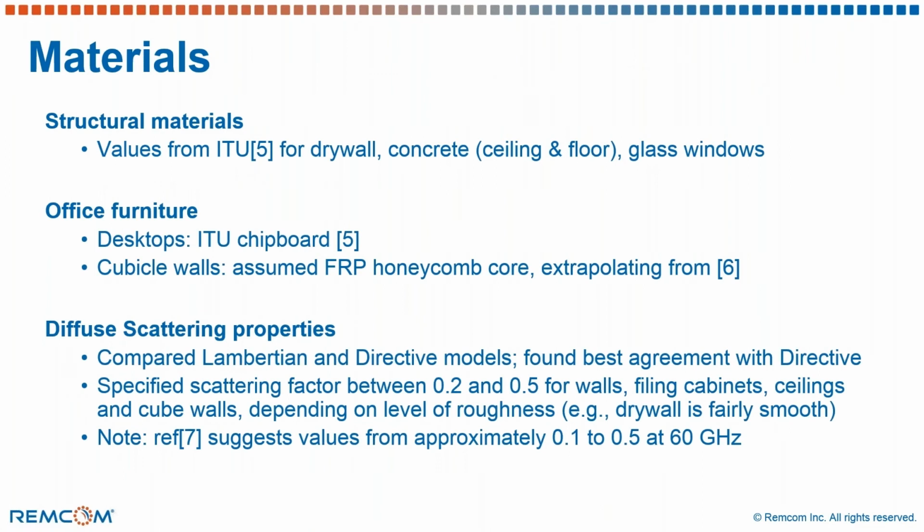We then did our simulation comparing the Lambertian and Directive models. We found the best agreement with the Directive model, and so that's the one that we're going to show in our demonstration today. And we specified scattering factors for all these materials between about 0.2 and 0.5 for the walls, cabinets, ceilings, and cube walls, depending on how rough those materials were. All of this was fairly consistent with another reference that we found where measurements were taken to predict what these values should be at 60 gigahertz.